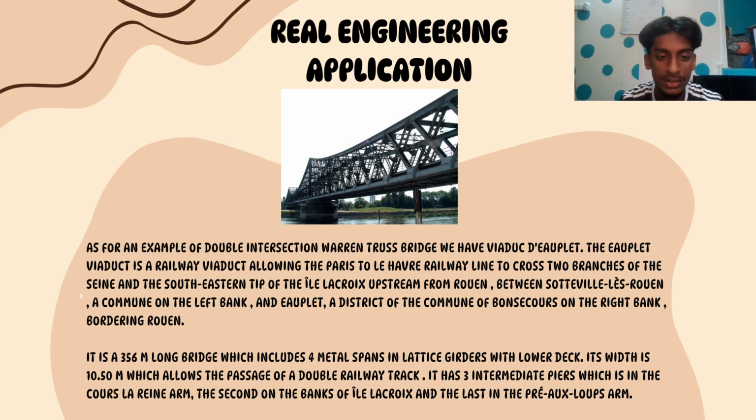It is a 356-meter long bridge which includes four metal spans in lattice girders with lower deck. Its width is 10.5 meters, which allows the passage of double railway track. It has three intermediate piers, one in the Cours Le Rhine arm, the second on the banks of Île Lacroix, and the last one in the Preux Loops arm.